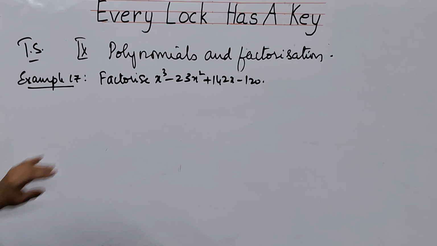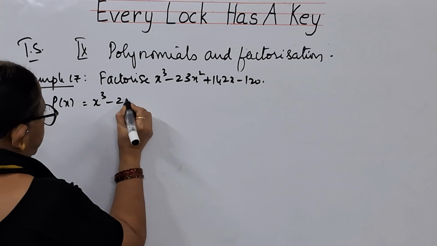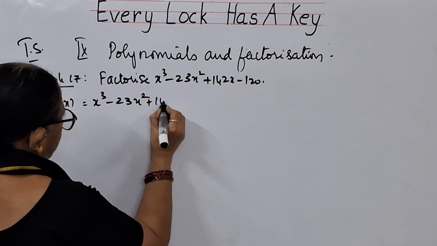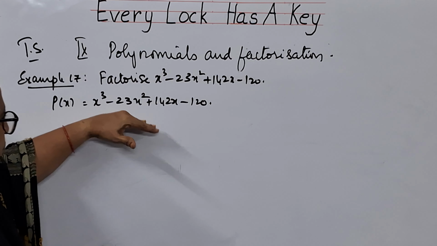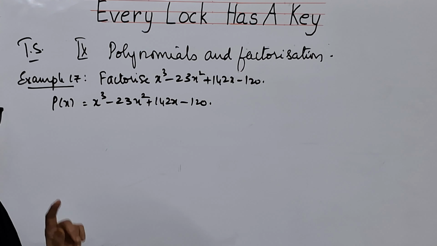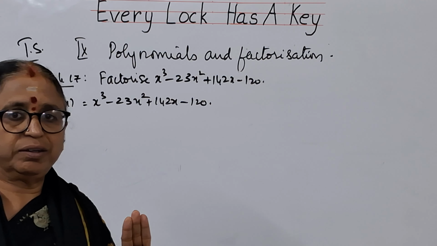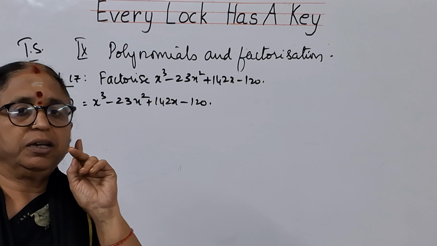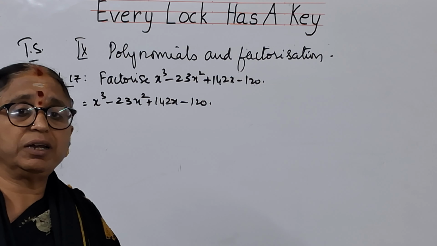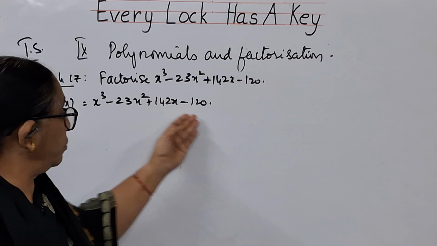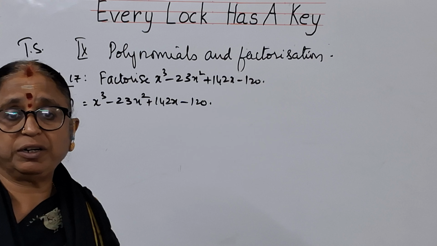See, this polynomial p of x is equal to x cube minus 23x square plus 142x minus 120. So, in this polynomial, there is a degree 3. It has 3 degrees, means it will be having 3 factors. So, out of 3 factors, if you find one factor by trial and error method, then you can divide that with this p of x to get the quadratic equation. Split the middle term, you will be getting the remaining 2 factors.